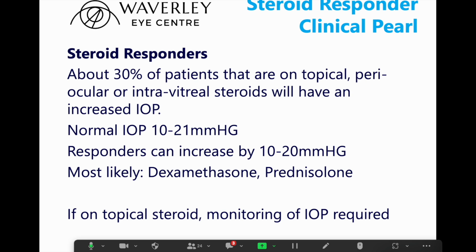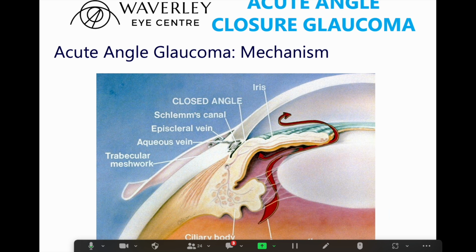Dexamethasone and prednisolone are the biggest problem. So if you're putting them on a topical steroid, make sure you're monitoring their pressure in some form or another. We watch it. We get them to come in before we prescribe it. They have to promise to come in daily the first couple of days and get an idea. Usually we're having them do it within a short period of time just to make sure.